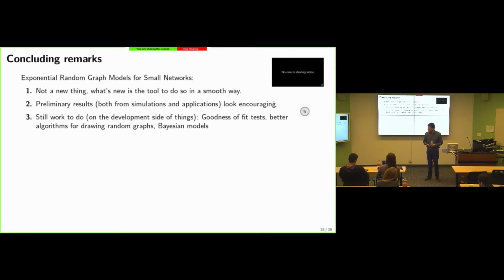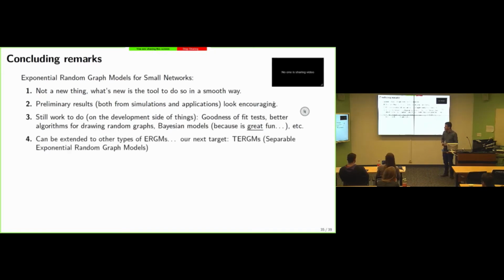Also something that I wanted to do is some Bayesian models to add some priors, which according to my advisor is great fun. He says that Bayesians are happier than frequentists. Also, we want to extend this eventually to turcons, because in turcons we are assuming some independence across the changing graphs. So long story short, we can actually estimate little turcons eventually. Should be feasible.